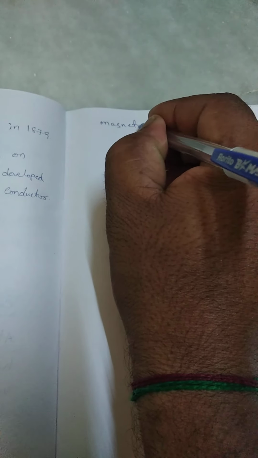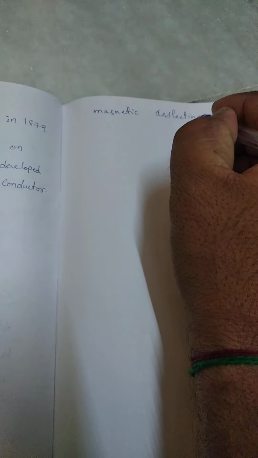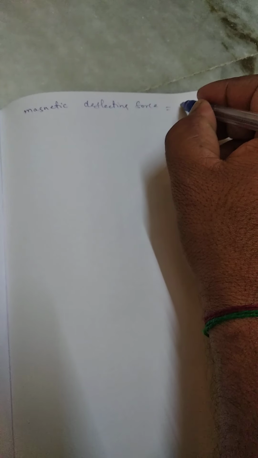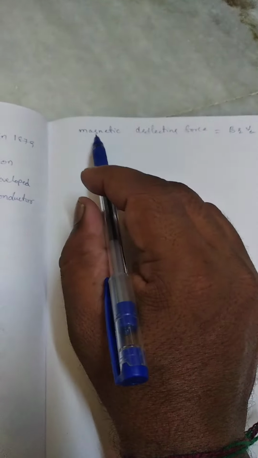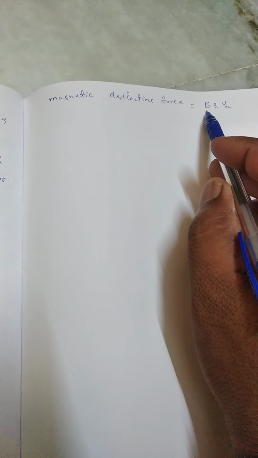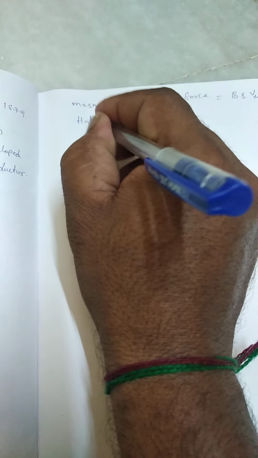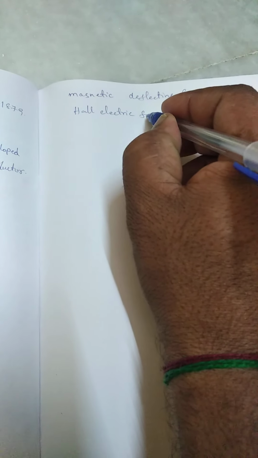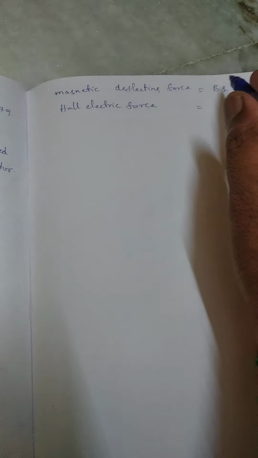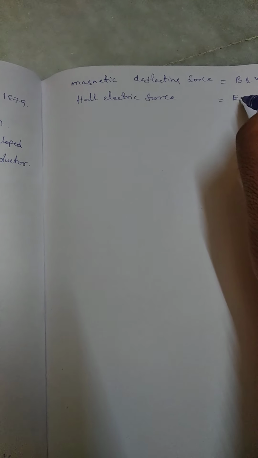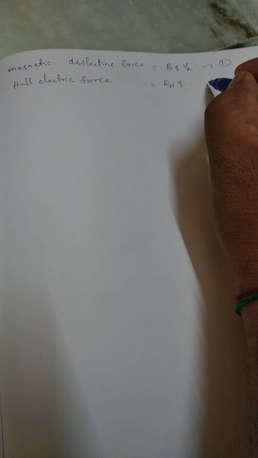Now, the magnetic deflecting force is equal to BQVD. Here B is the magnetic induction field strength, Q is the charge, and VD is the drift velocity. The Hall electric force is equal to EH into Q. This is equation 1 and this is equation 2.